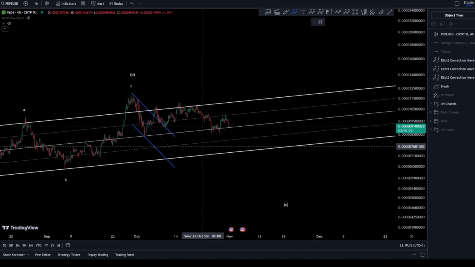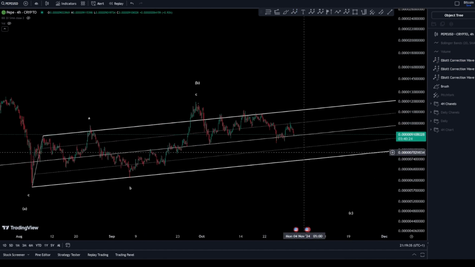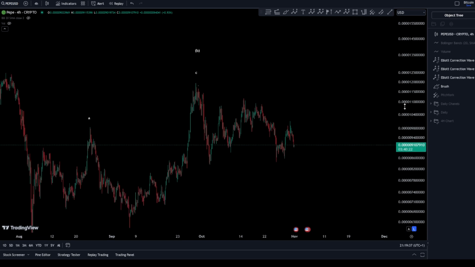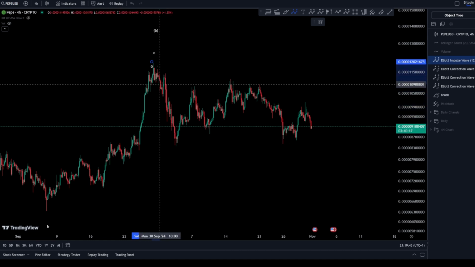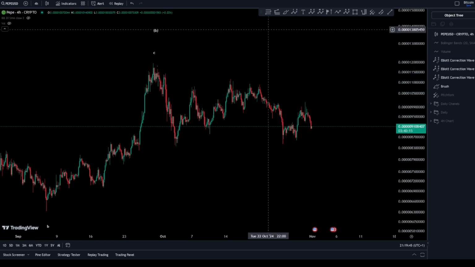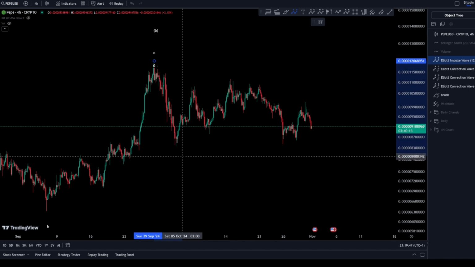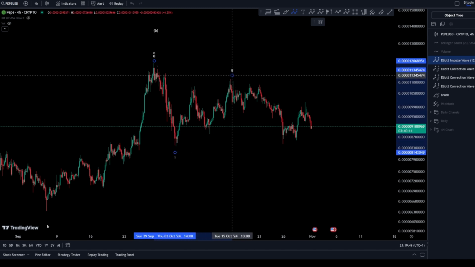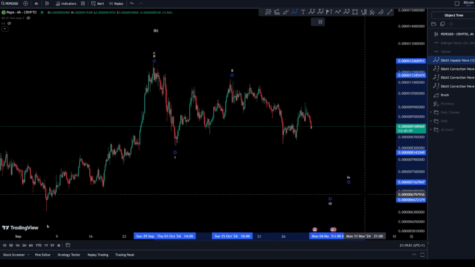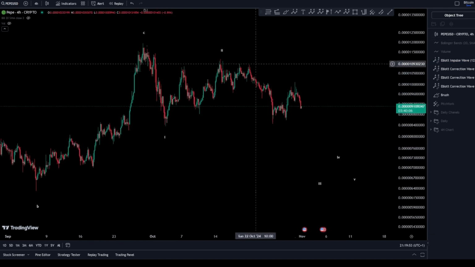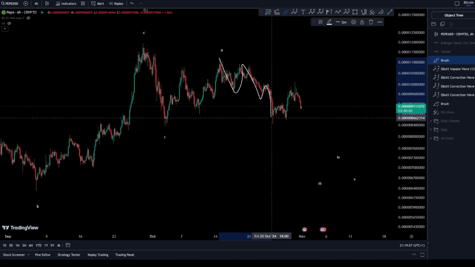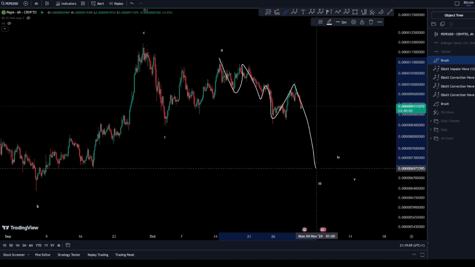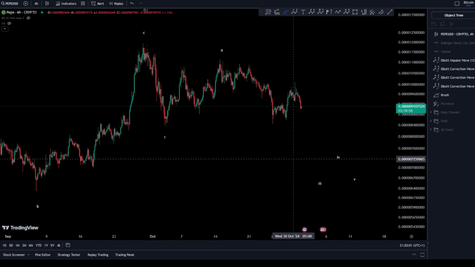Now let's take a look at our impulse. No need for this channel, same as for this one. It has finished its job perfectly. So what we are looking at here is an impulse, a wave one, definitely. So we are looking at 1, 2, and then 3, 4, 5 towards the downside, and definitely this is your 1, 2, 3, 4, 5, and then wave 2, and then continuation towards the downside as spoken in the daily chart.